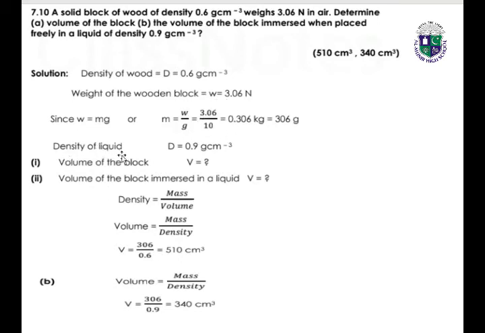Density of the liquid is given, which is 0.9 grams centimeter cube. To find the volume of the block and volume of the block immersed in a liquid, we will use the formula density is equal to mass over volume. So to find out the volume we will take it to the left hand side and other values on the right hand side. By putting the values of mass and density we will get the volume. So volume is equal to mass over density, which is equal to 340 centimeter cube.